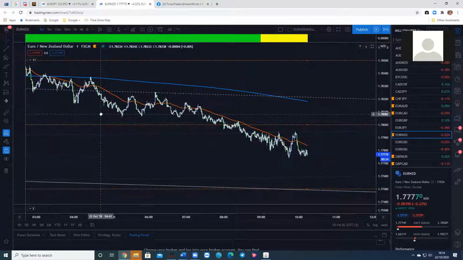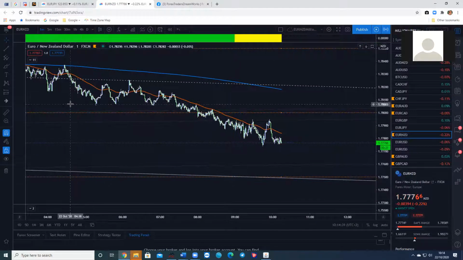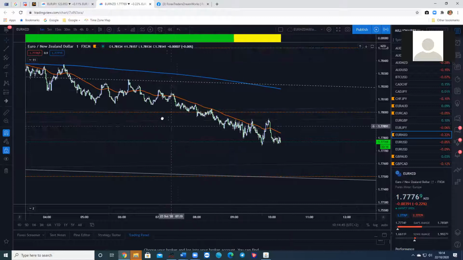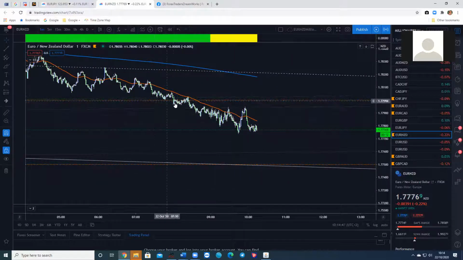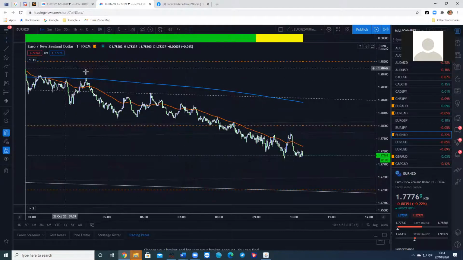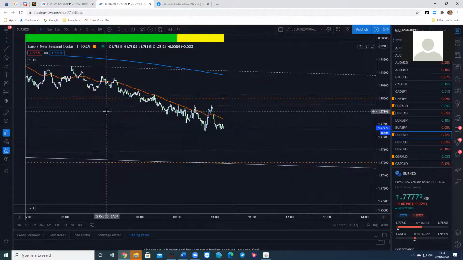But you could have also waited for a better entry down here, possibly. You can see the continuation of the downward trend, and it's followed down very nicely. So it did nearly 50, did over 50 pips there.